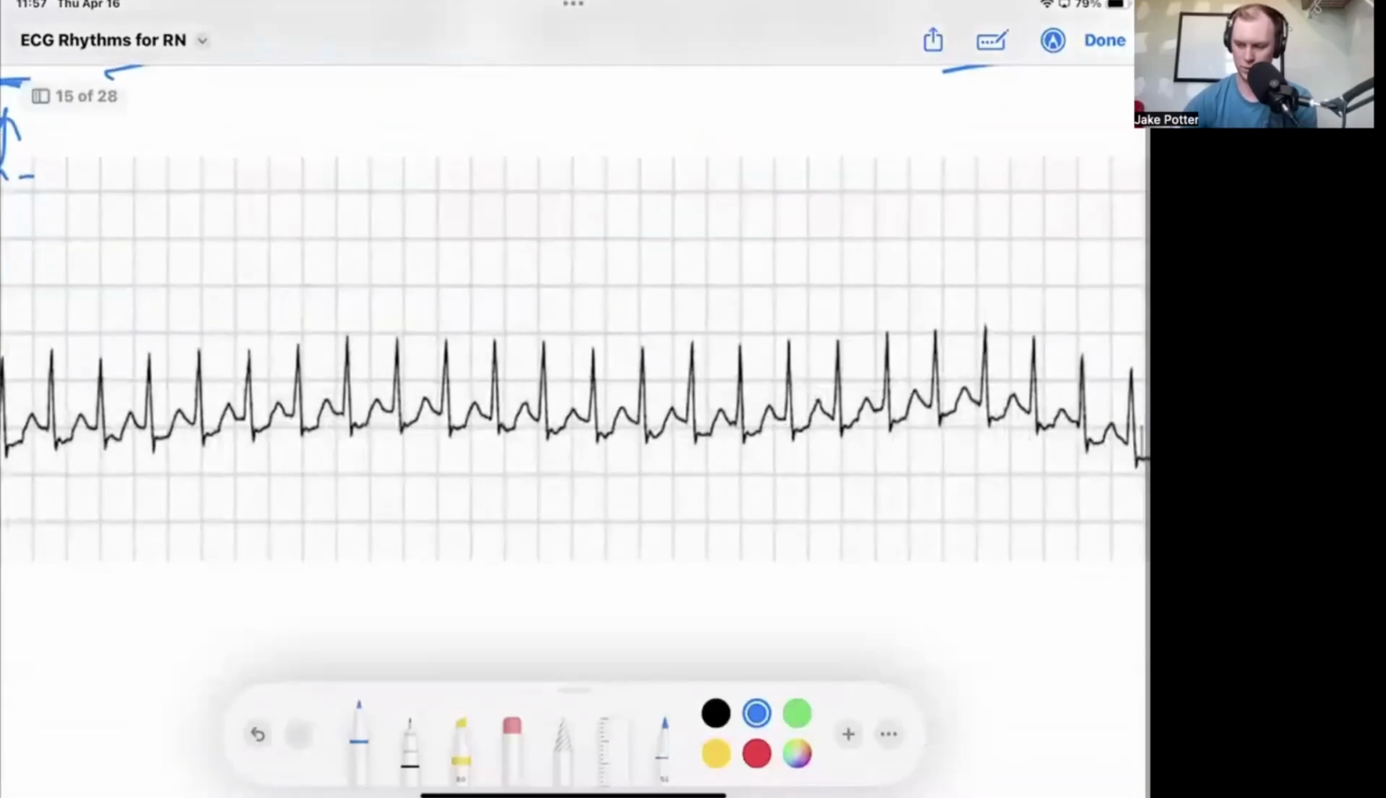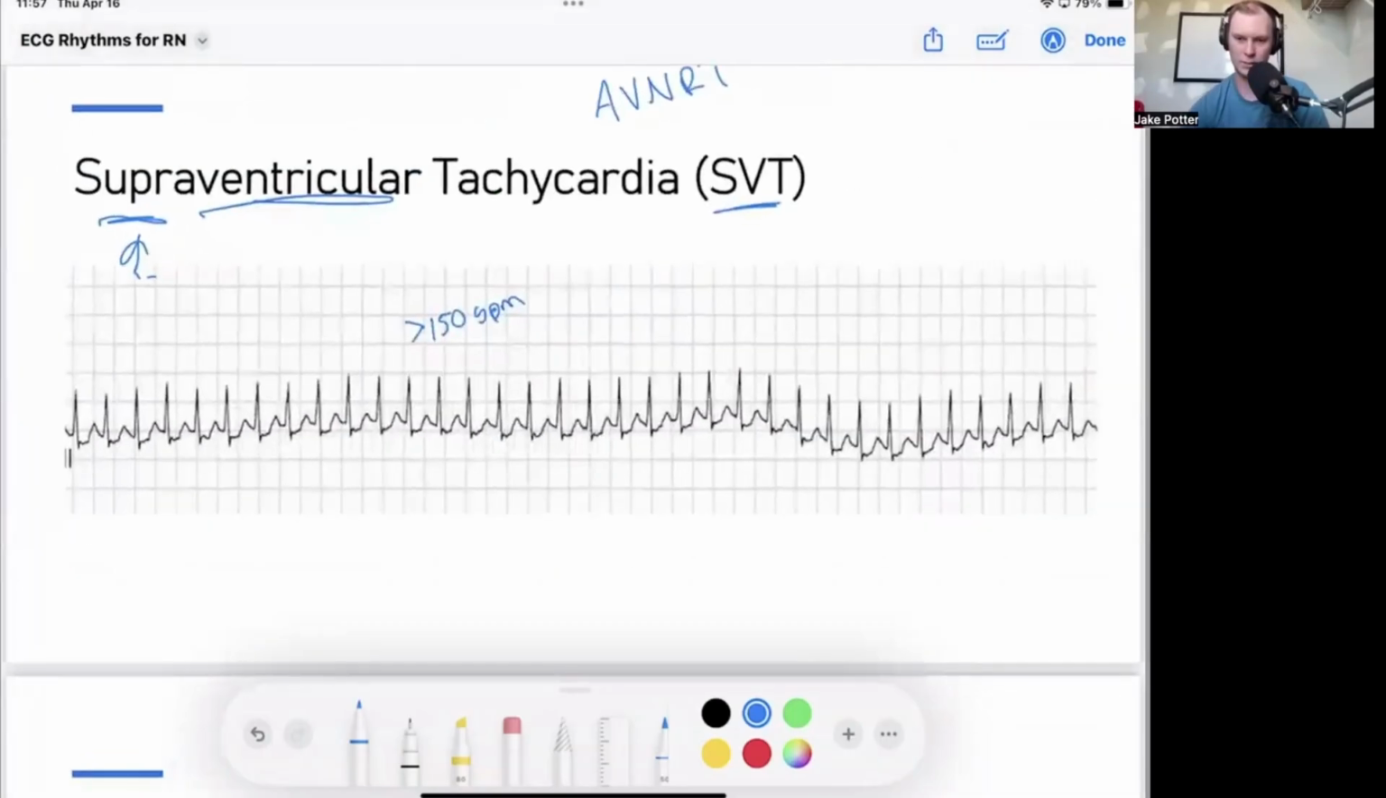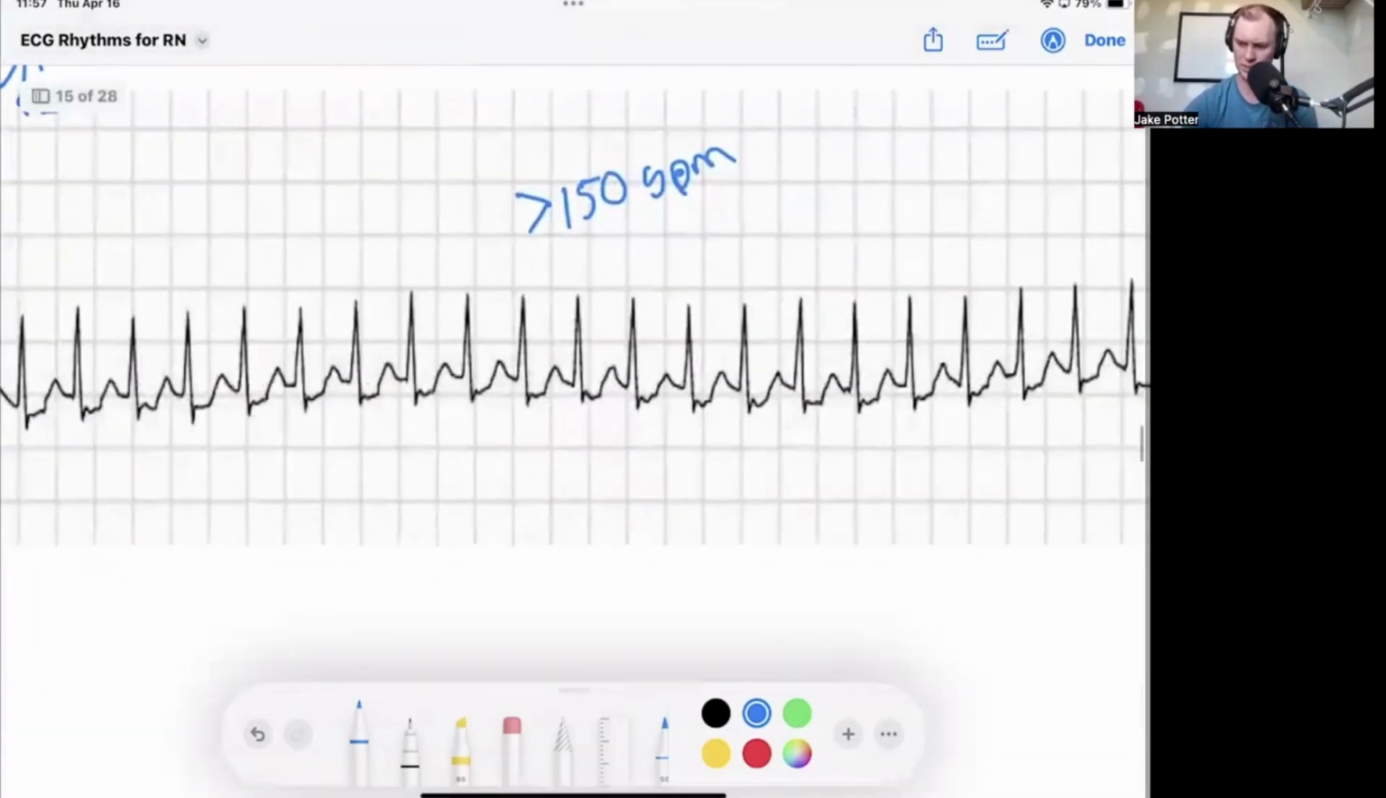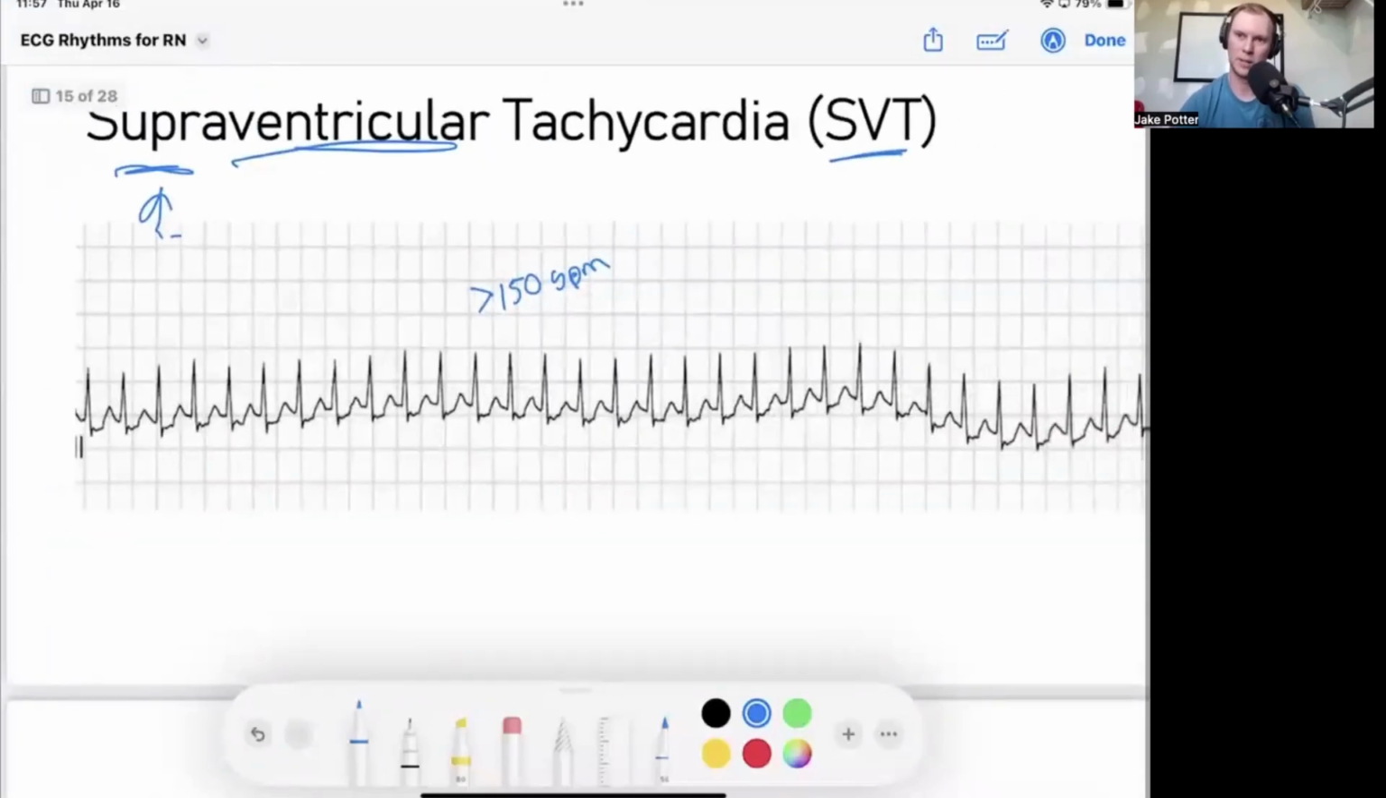So technical definition, you have a regular rhythm without discernible P waves. Like AFib, you don't have these discernible P waves. And this is a rate that's going to be greater than 150 beats per minute. Now, just because their rate is 160 doesn't mean they're an SVT. That's something that a lot of people make a mistake on. But this is the textbook definition of SVT. This is where you'll see people given adenosine and those kinds of things.